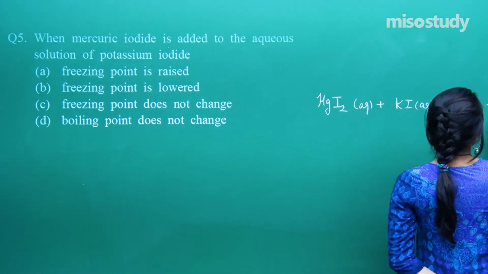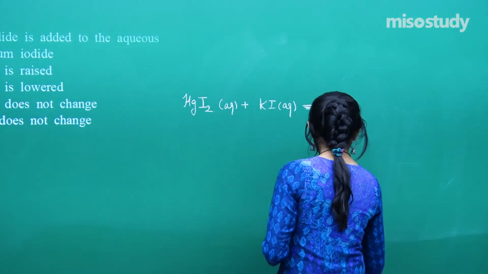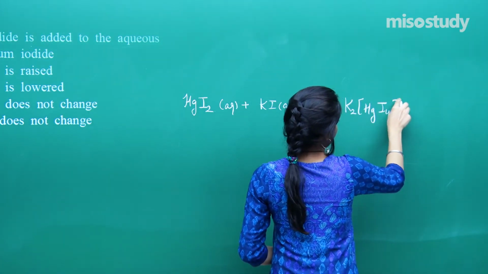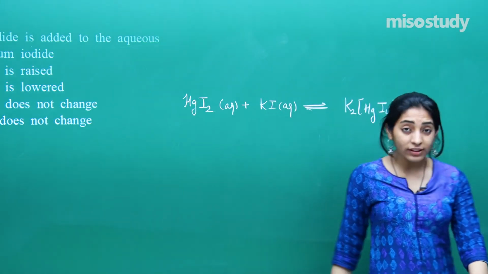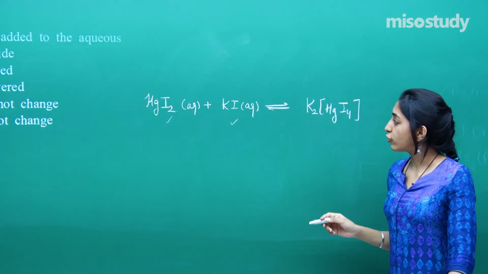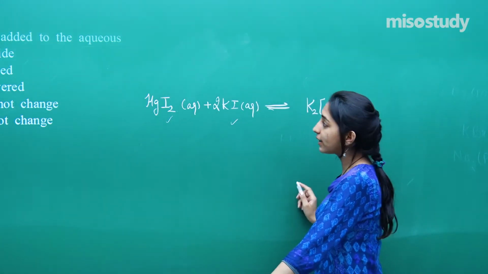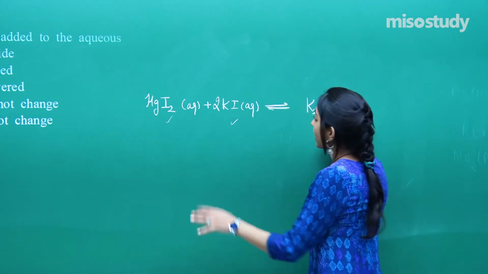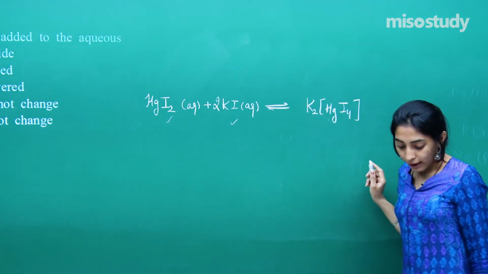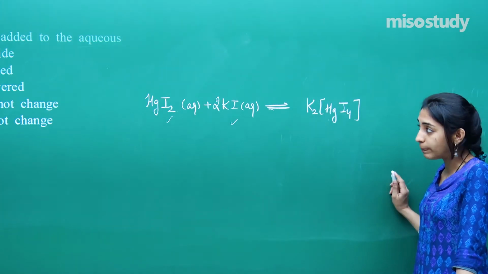It will lead to the formation of K2HgI4. So a complex is formed, that you must be knowing. So when mercuric iodide is added to an aqueous solution of KI, it will form K2HgI4. Let me just balance. This is the balanced chemical equation that I will be getting. We have Hg, 4 iodines, 2 potassiums, and here also we have the same thing. So we have HgI2 plus 2 KI to form K2HgI4.